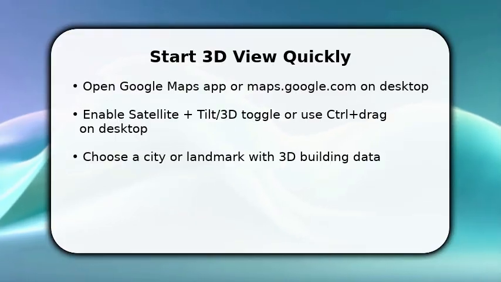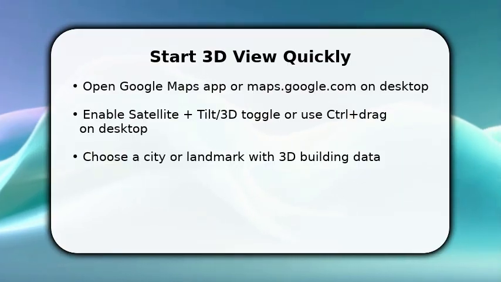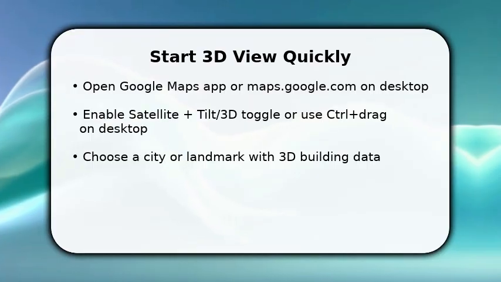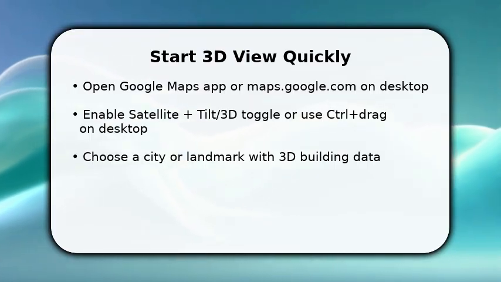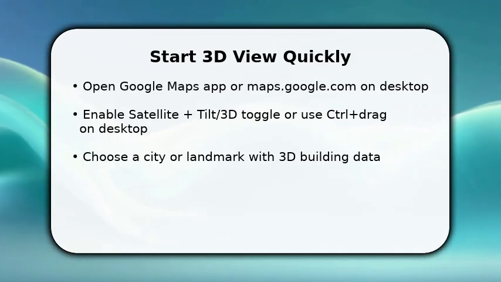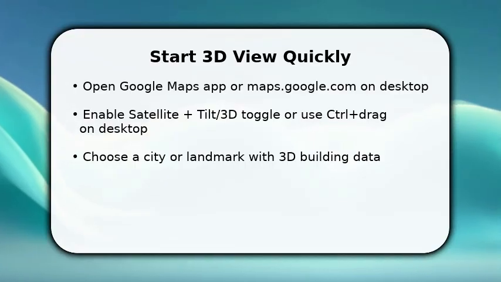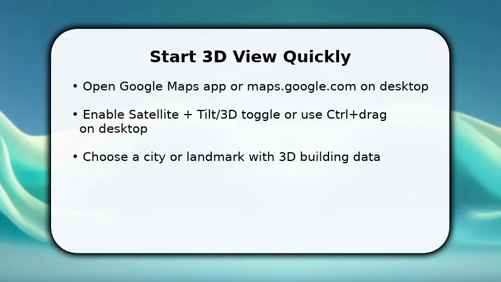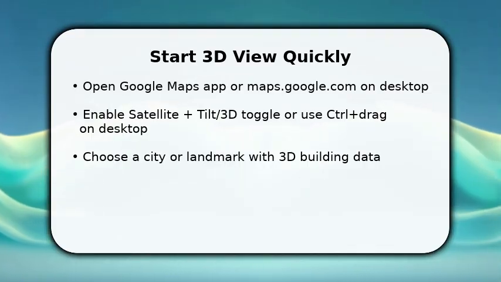You'll begin by opening Google Maps on your device and picking a place with 3D coverage, like a major city. Tap Satellite to switch imagery, then enable Tilt or 3D. On desktop, hold Control and drag or click the 3D button. Once done, zoom in so basemap tiles load at higher detail. This ensures buildings and terrain render in 3 dimensions. Make sure your connection is stable, because imagery and 3D models stream as you move around.